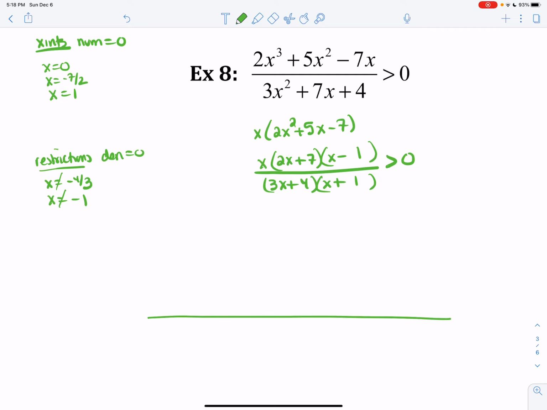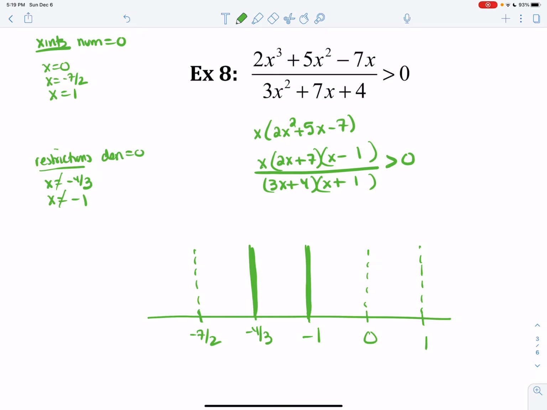So we have our negative 7/2 here. Making sure I'm putting these in order. We have a negative 4/3, then we would have a negative 1, then we would have 0, then we would have a positive 1. And these were my restrictions. So I'm going to make these solid just to remember that we want to make sure we don't include those, and I'm going to put dotted lines on these. And there's no particular reason, that's just me being me.